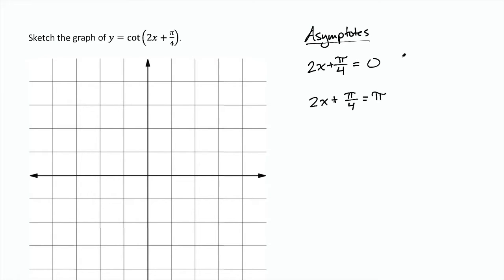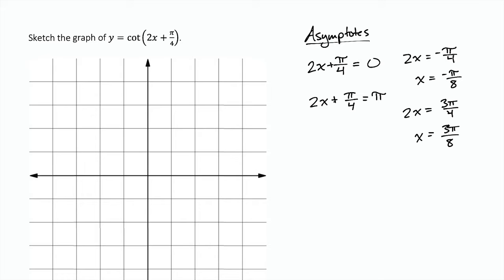So for this first one, if we subtract pi over 4, we get 2x equals negative pi over 4. And then divide by 2, we get x equals negative pi over 8. And here we subtract pi over 4 and get 2x equals 3 pi over 4. And then divide by 2 and get x equals 3 pi over 8.